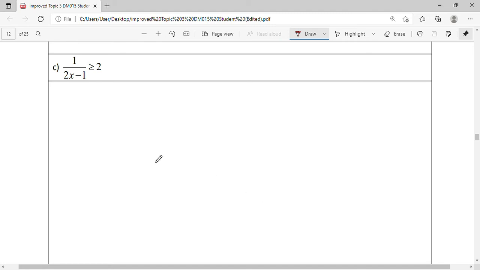Move on to question C: 1 over 2x minus 1 is greater than or equal to 2. Again, remember, do not cross multiply. So what should you do? Bring 2 to the left hand side.